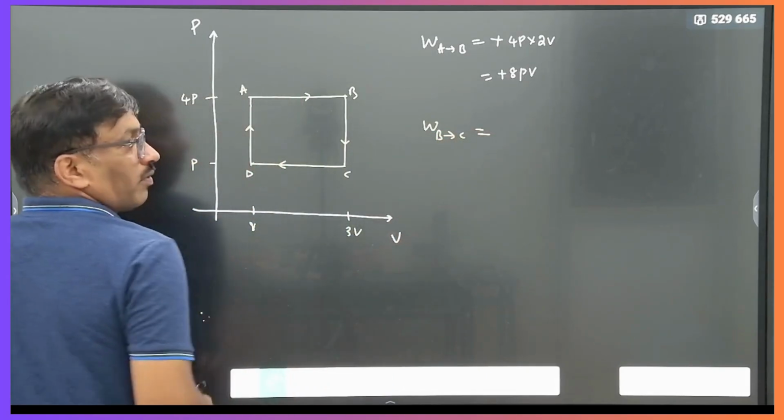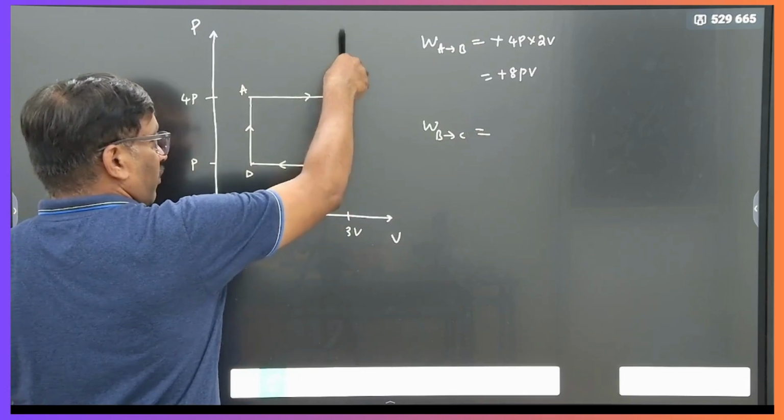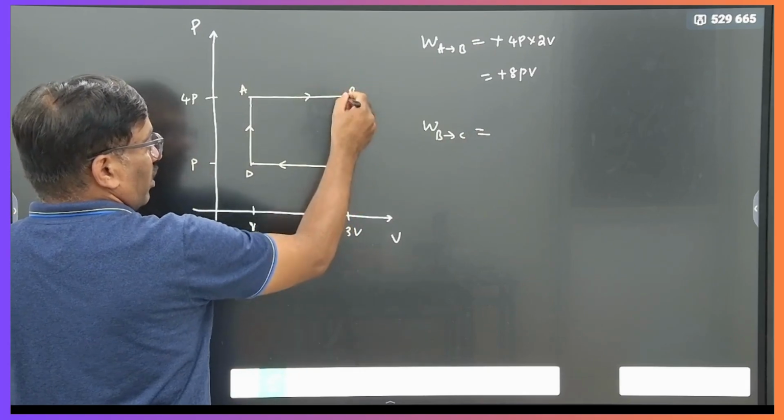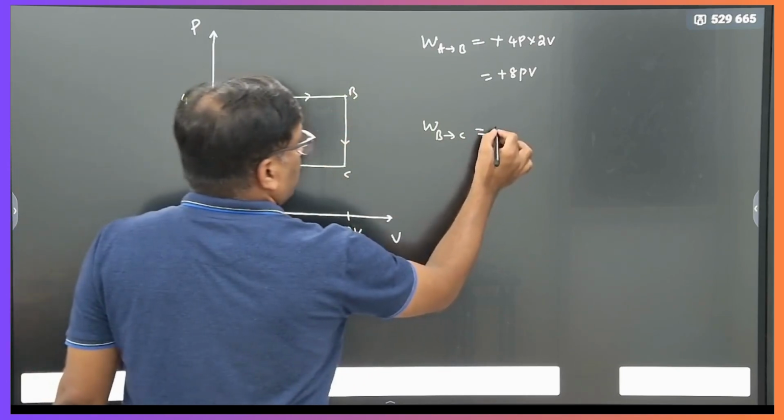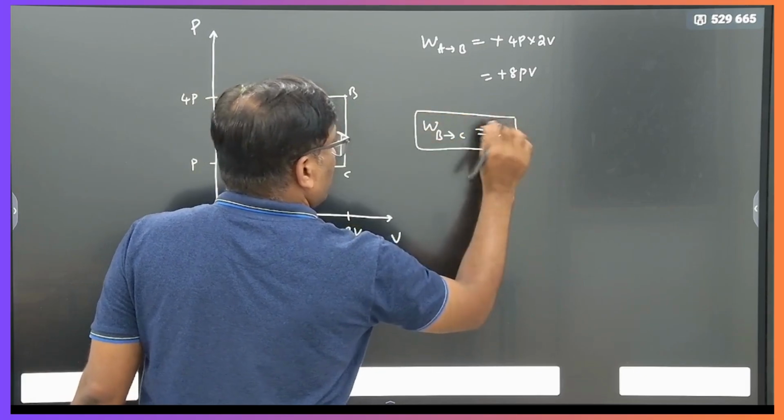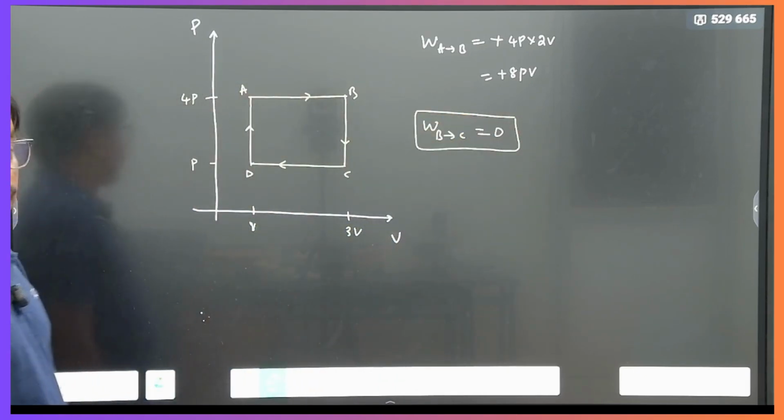Right? B to C, what is the work done now? Here the volume is 3V only. From here 3V, 3V, 3V, 3V. There is no change in the volume. So therefore the work done will be 0. There is no change in volume. Clear? But what happens now?